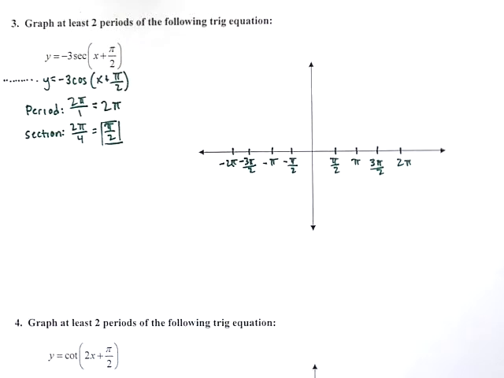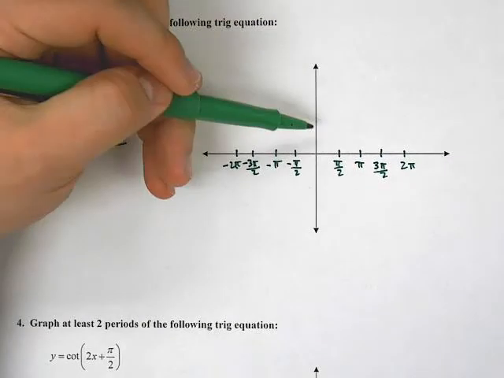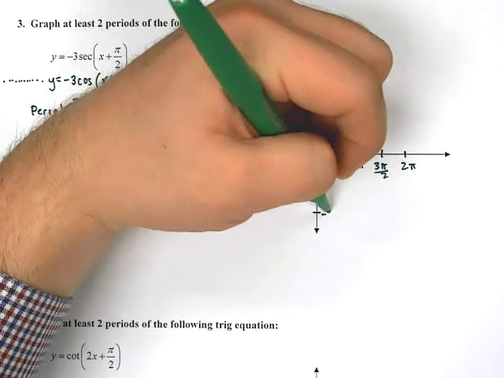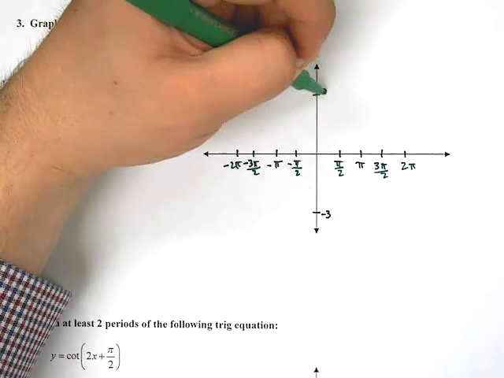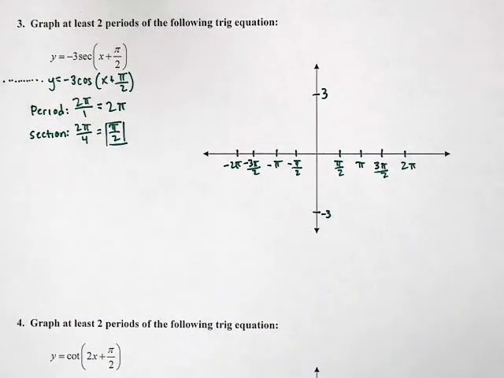It's getting a little sloppy. Sorry about that, guys. Alright, next thing I need to take into consideration. Well, I know that my amplitude right here is 3, which means instead of just going from 1 to -1, I'm going to go from -3 up to +3. That's very important. Okay, we're getting there.